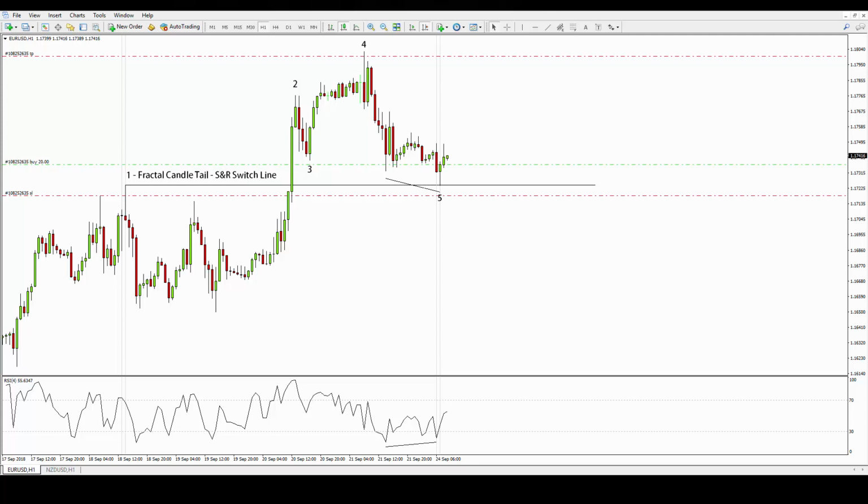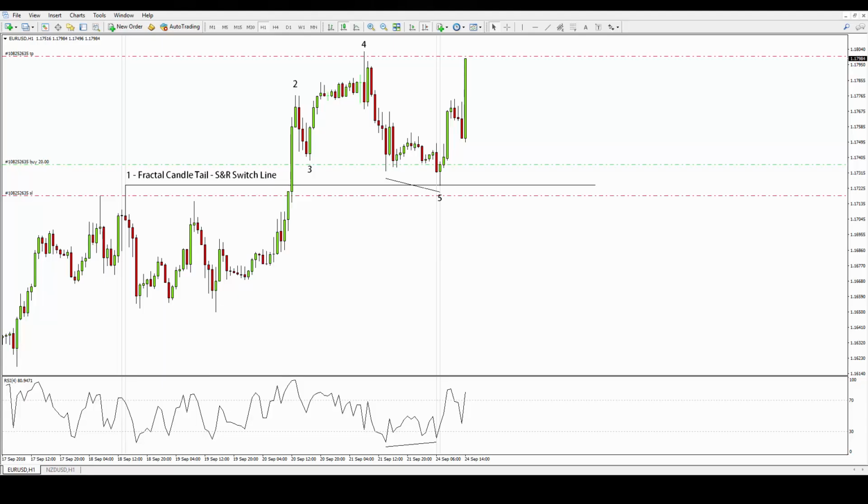Let's see how this trade ended. Here we can see price approaching our target successfully. This is a trade that appears to be simple, but there is quite a lot going on behind the curtains if you want to be able to trade like this.